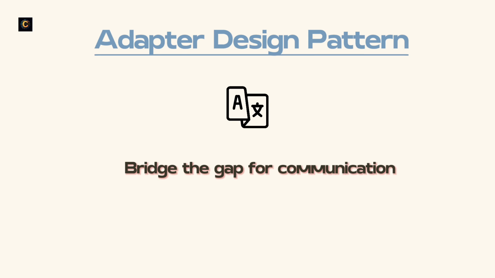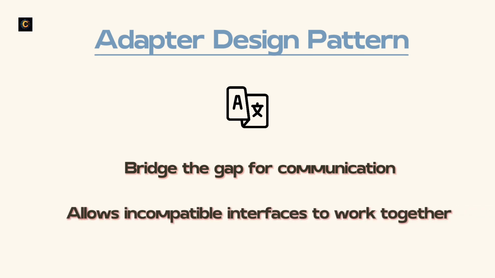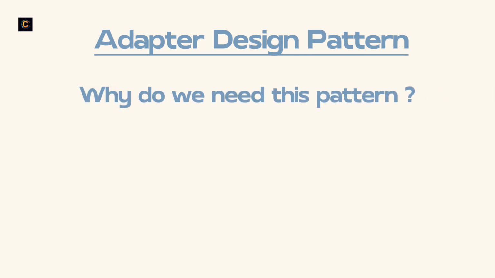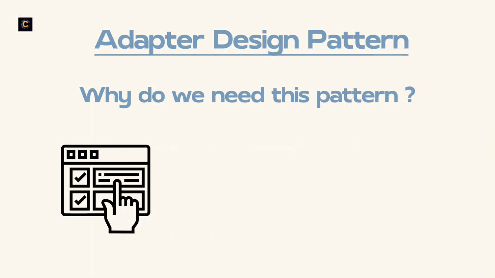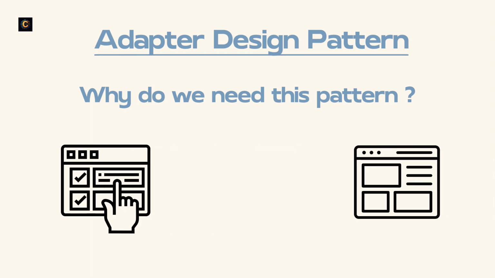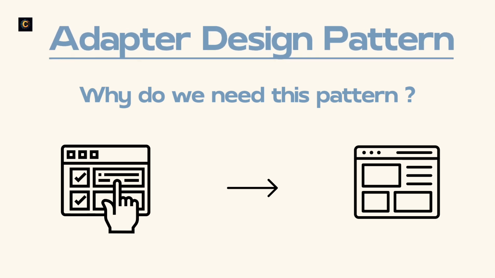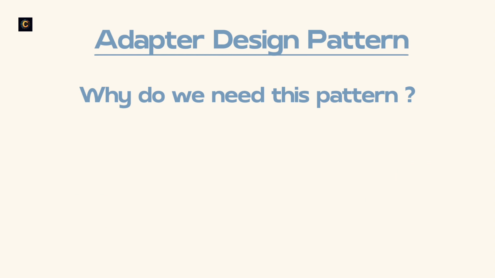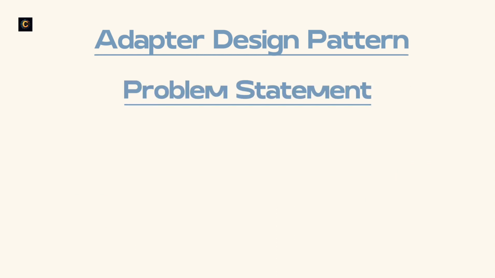Similarly, in software development, the adapter pattern allows incompatible interfaces to work together. But why do we need this pattern? Think of a scenario where you have an existing code that expects one interface, but you want to use a class that implements a different interface. Instead of modifying the existing code or the class, you can use the adapter pattern to make them work together seamlessly.